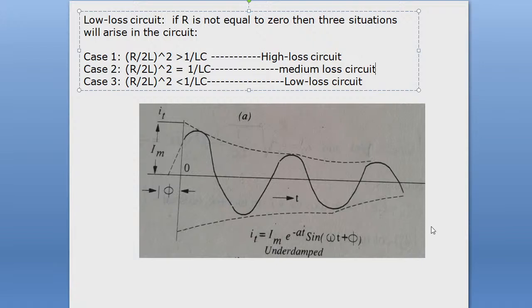Which one have I shown here? This is the under damped response, for case 3: (R/2L) whole square less than 1/LC. This is under damped response. In that case you see the sinusoidal waveform actually decaying exponentially with time, because of the presence of this e to the power minus alpha t term.